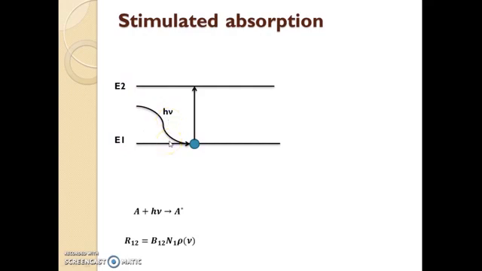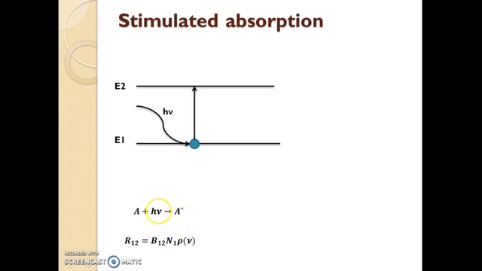Since the electron is initially at ground state, that is A, and by absorbing energy h nu, it goes to the higher energy state, that is A star. Therefore, the equation we can write as A plus h nu tends to A star.